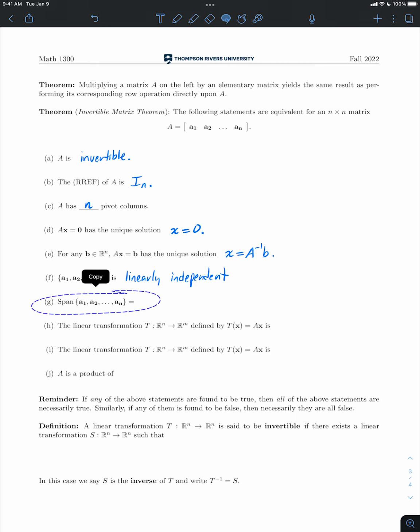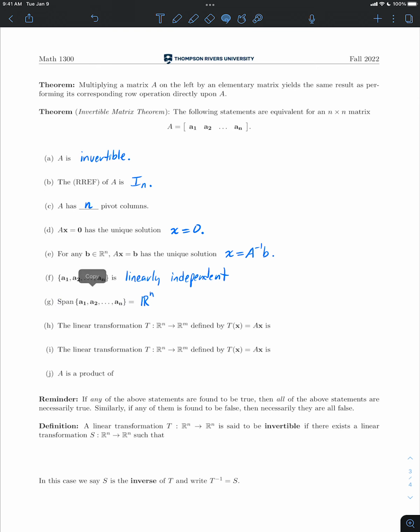Statement G says that the span of the columns of the matrix A is going to be equal to all of Rn. Sometimes books will phrase it like this: the columns of the matrix A span Rn. In other words, if you take their span, it turns into Rn. Remember what span means? It means take the set of all possible linear combinations of the vectors in your list. So the span of A1 through AN really means all the linear combinations you could ever possibly form with those vectors, put together into a set.